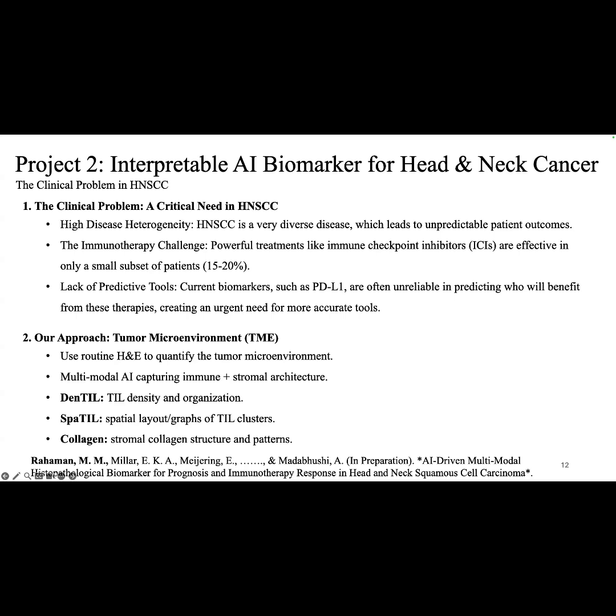So our solution focuses on the tumor microenvironment. Using routine H&E slides, we quantify three key features: Dentil, which measures the immune cell density and organization; Spatial, which captures the spatial layout of immune clusters; and Collagen, which characterizes the stromal architecture. Together, these three pillars create an interpretable, comprehensive view of how the tumor interacts within its microenvironment.